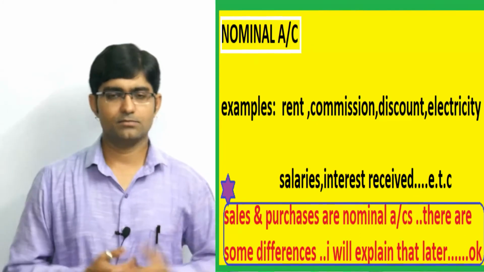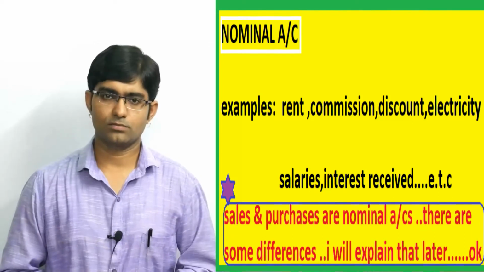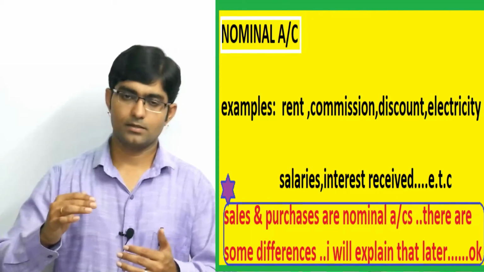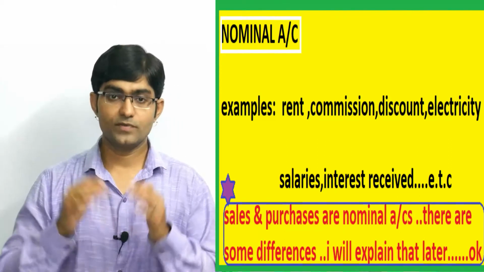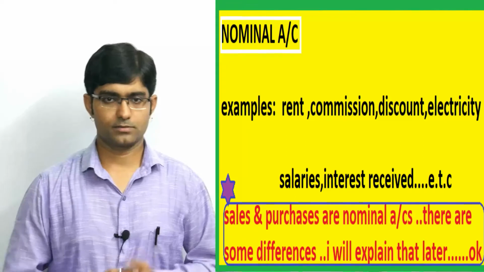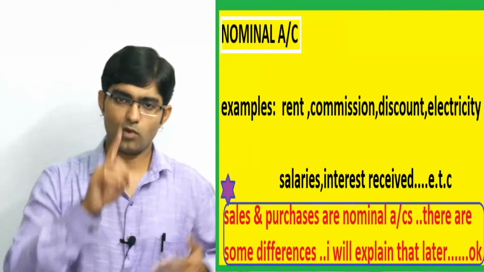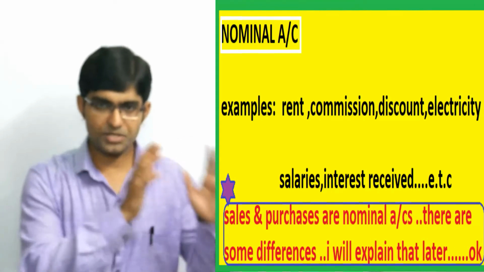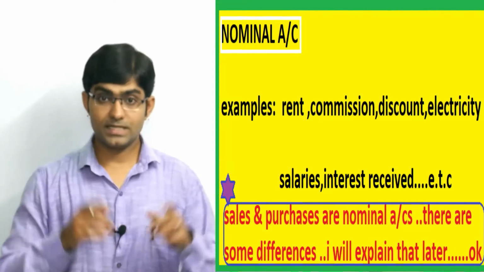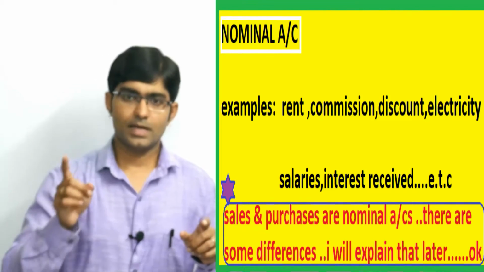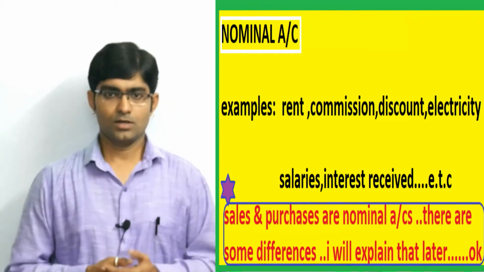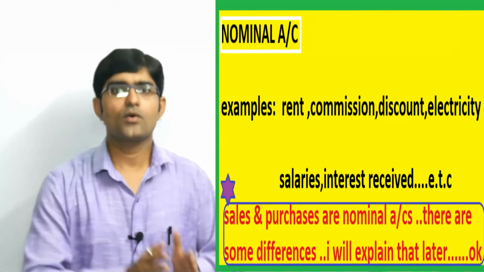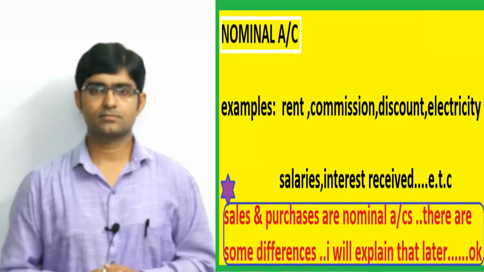Now what is a gain? Same example as before. If we sell a machinery for 5 lakh which was purchased for 4 lakh, there is a gain of 1 lakh rupees. Is it a regular business activity? Selling machinery? No. So this is the difference between income and gain. So the rule is debit all expenses and losses, credit all incomes and gains.